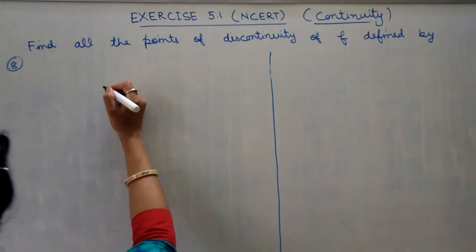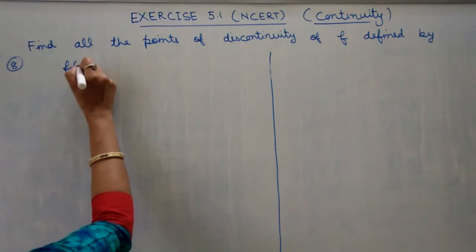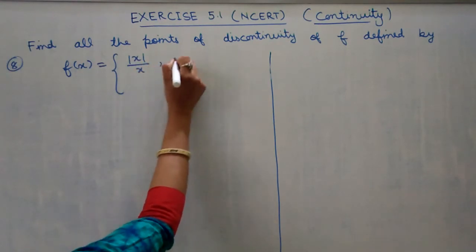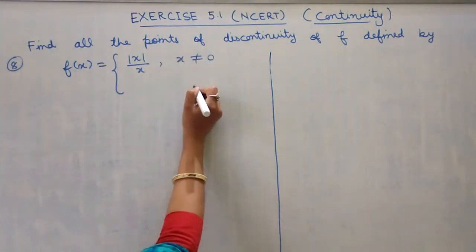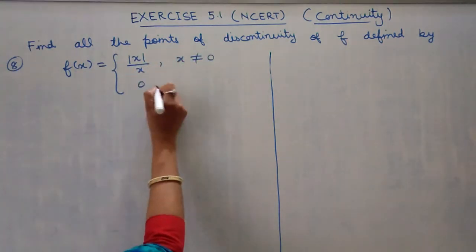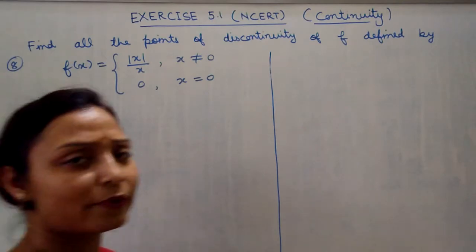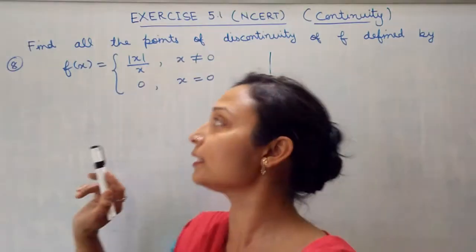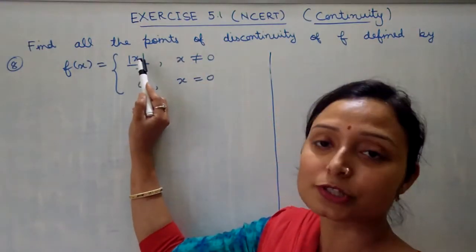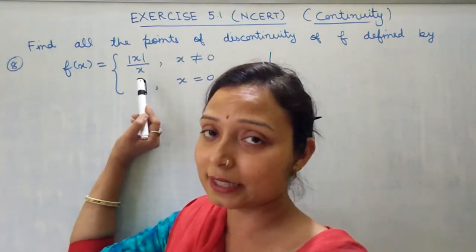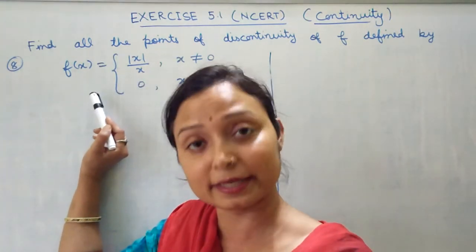In question number 8, f(x) is given as mod x upon x when x is not equal to 0, and 0 when x is equal to 0. So how can you solve this question? This question is very simple. You have to take the definition of modulus of x for left hand limit and right hand limit. For left hand limit, you have to take it as negative x.